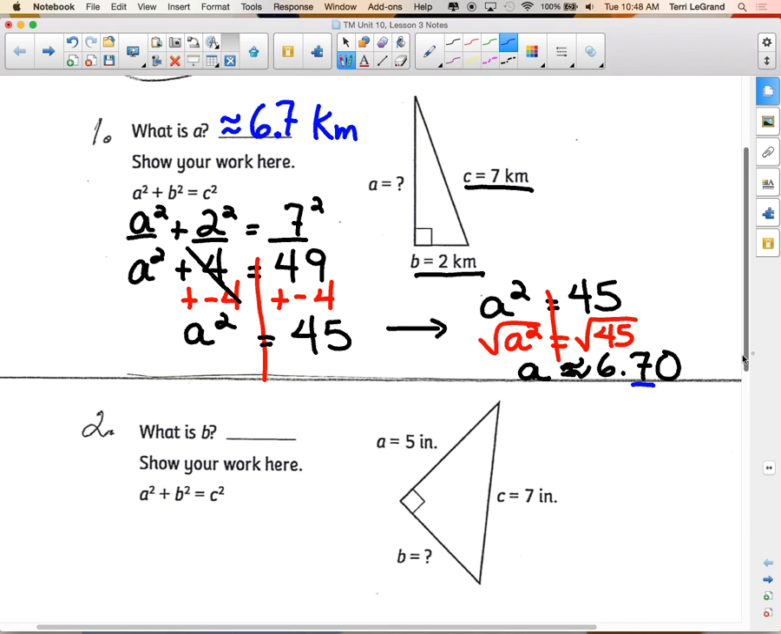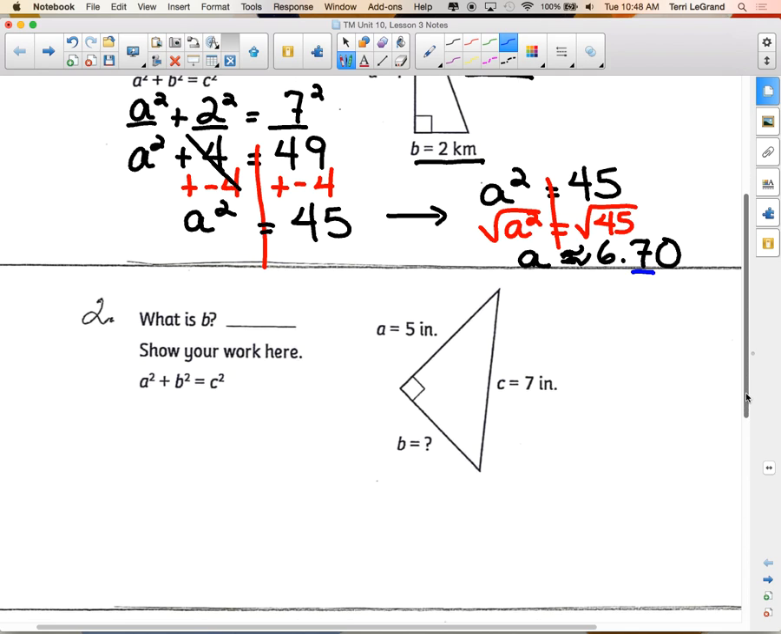Questions? Okay, how about you try to do B now then? Or number 2, I mean, where we have to solve for B. Just look at what we did up above and try doing those steps so that in the homework you're going to be able to do this on your own.